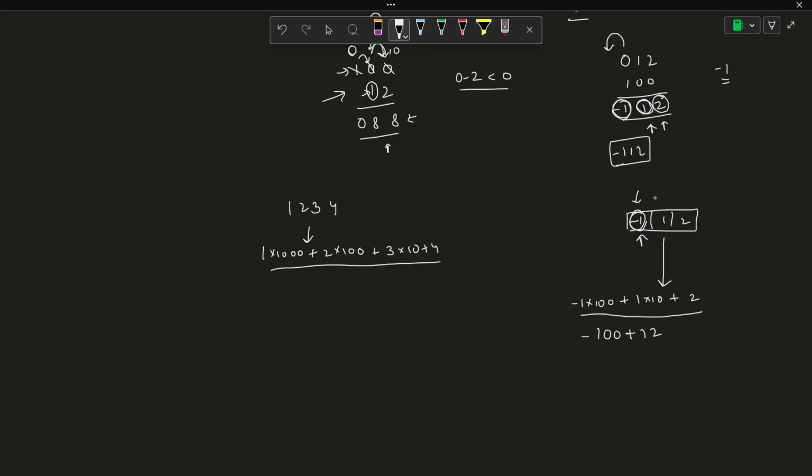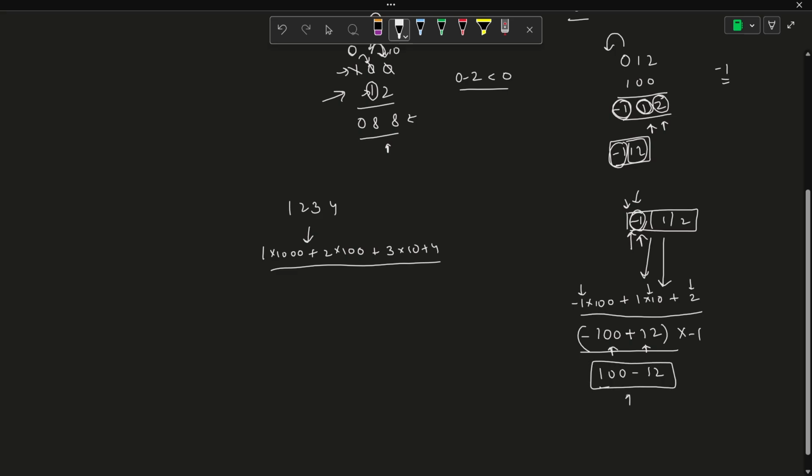So what I just basically did was I tried to focus on this particular minus 1 and realize that this minus sign belongs only to this leftmost digit and not to any other digits. So I can expand this particular value as minus 1 into 100, then 1 into 10 plus 2. So it is basically minus 100 plus 12, or if I want the absolute value, 100 minus 12, like this, right? If I multiply this whole value by minus 1 to make it positive, this becomes 100 minus 12.